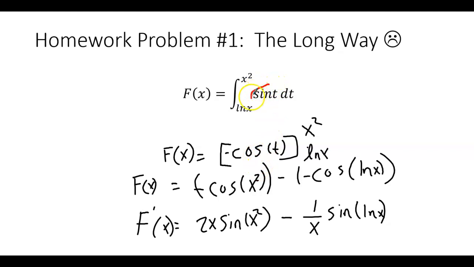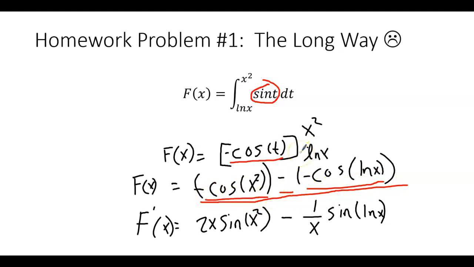First of all, integrating sine, we get negative cosine. And then plugging in the upper limit and the lower limit, we get this. Notice the negatives here, right? We have a negative cosine in each set, but we are also subtracting it, so we've got some double negatives going on there.